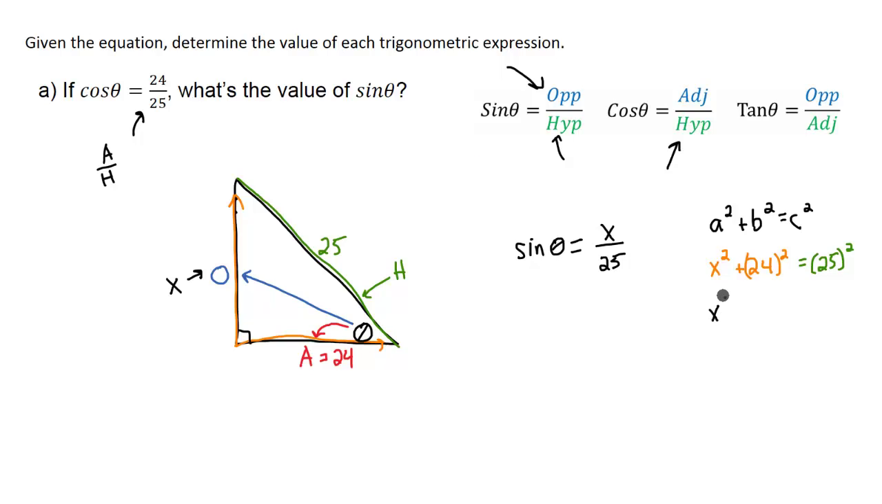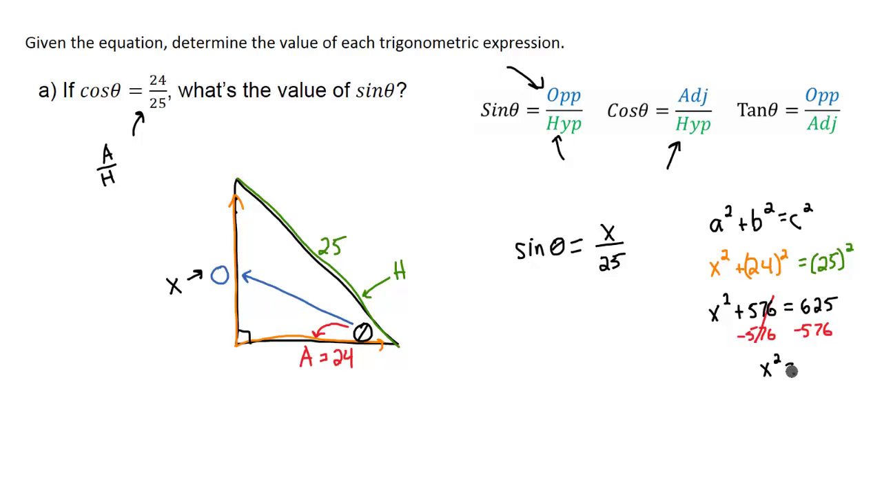So I have x squared, I'm just bringing that down, and then 24 squared is 576. That equals 25 squared, which is 625 right there. Now to get x squared by itself, we want to take away this 576, so I subtract it from this side. Means I also have to subtract it from this right side.